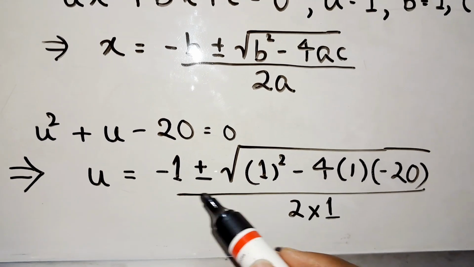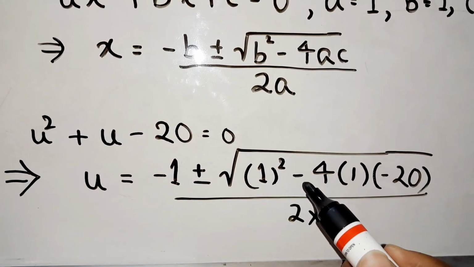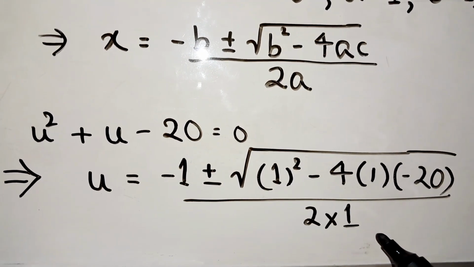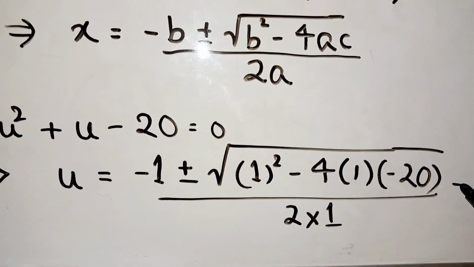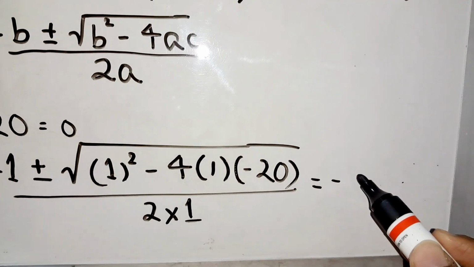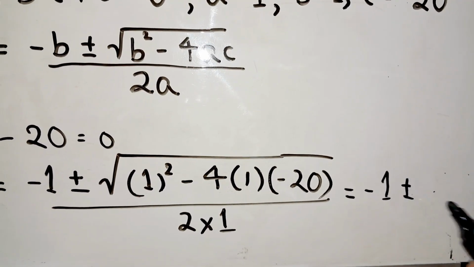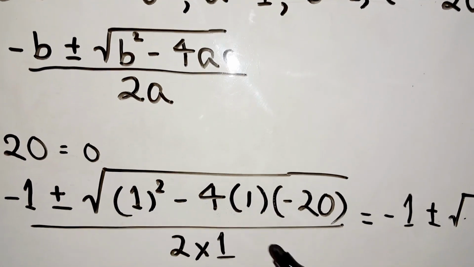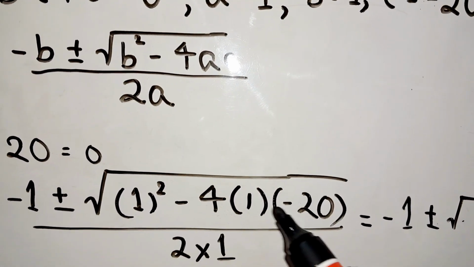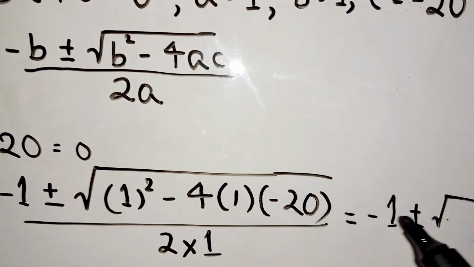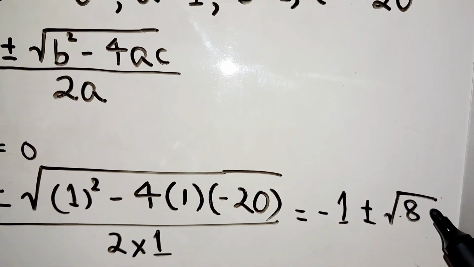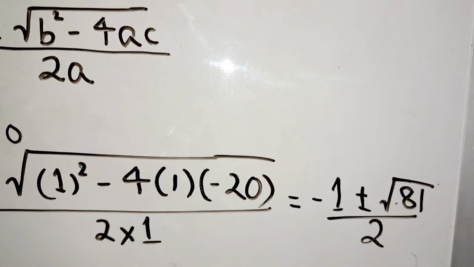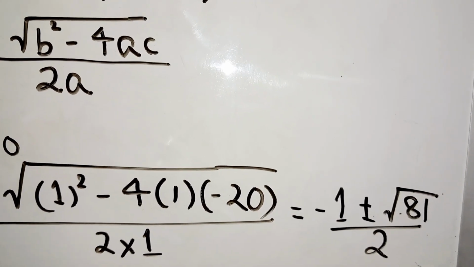u is minus 1 plus or minus square root of 1 square minus 4 into 1 into minus 20, divided by 2 into 1, which can also be simplified to minus 1 plus or minus square root of, because this is 1 minus minus, plus 4 into 20 is 80, 80 plus 1 is 81. Minus 1 plus or minus square root of 81, by 2.